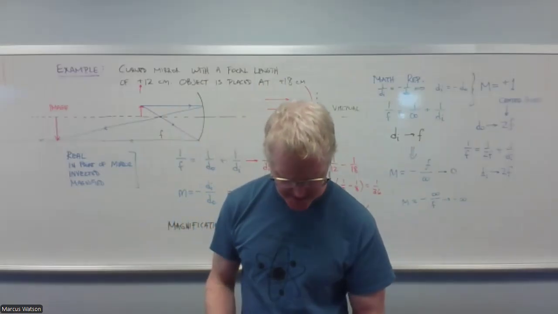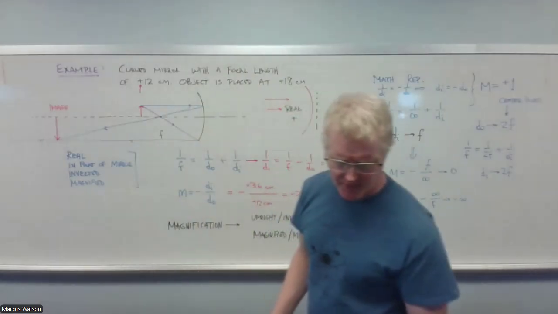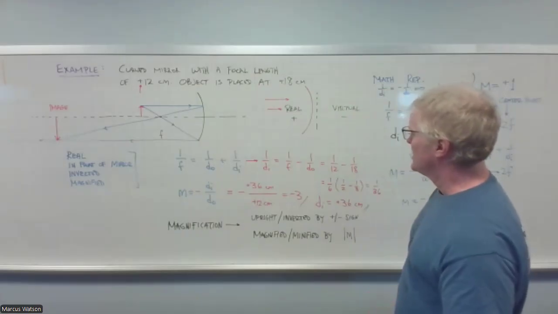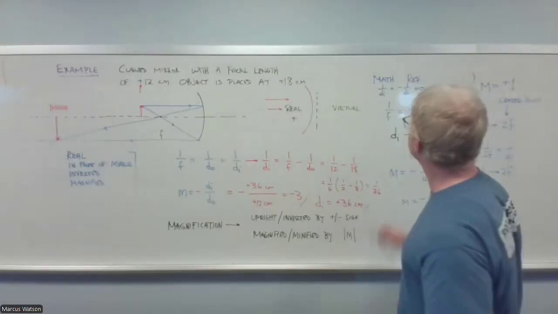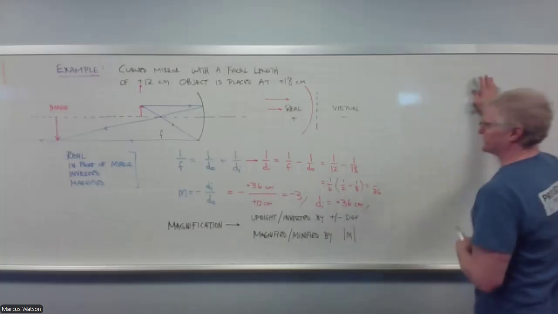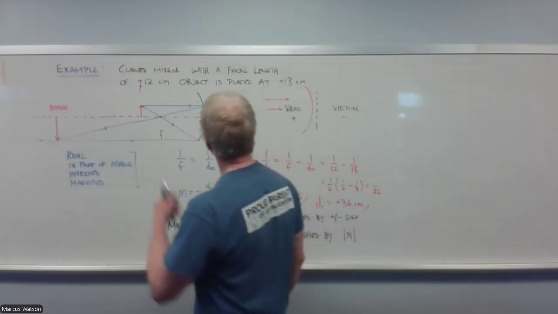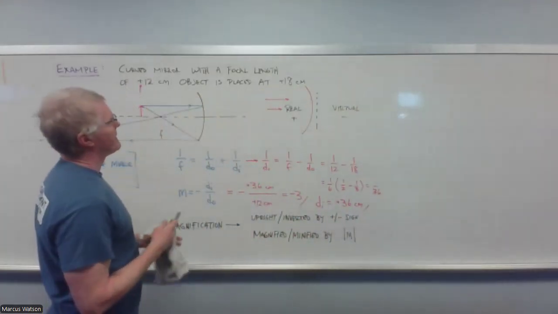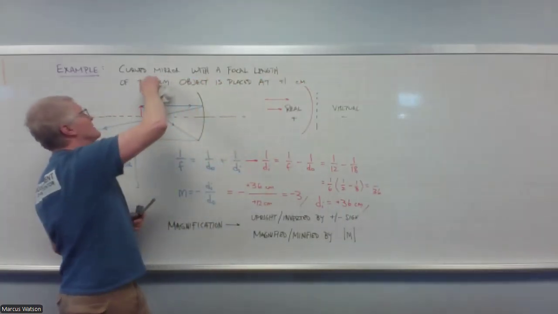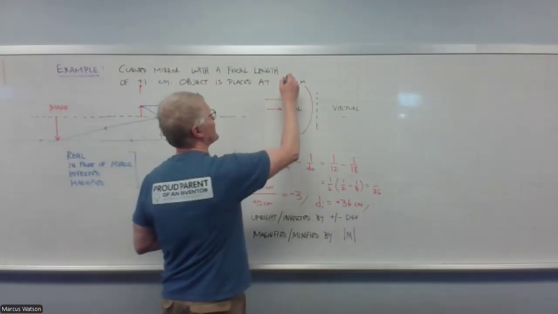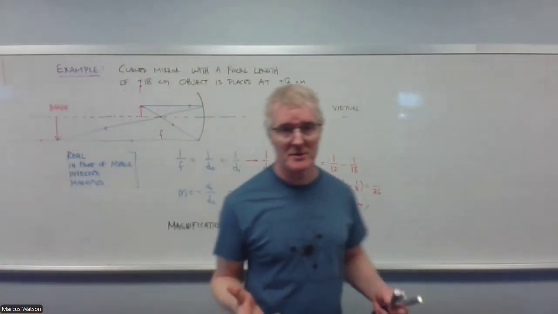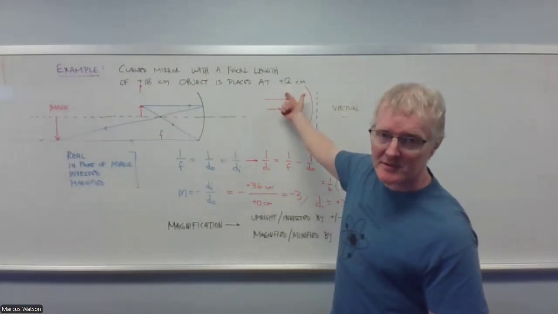Let's take a look at another example here. All right, what happens, let's do this one. What happens if I flip these two? What happens if I now make that, I say the focal length is 18 centimeters, and I've put the object at 12 centimeters.